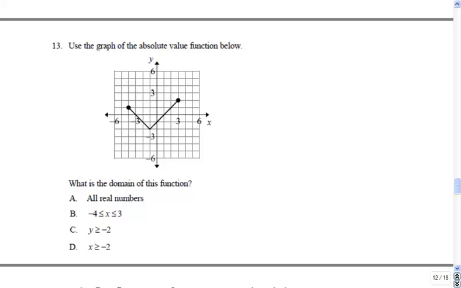The problem is asking you to use the graph of the absolute value function below. And looking at this graph, you have to determine what is the domain of this function. Okay? What is the domain? That's what we're looking for. And then you have the four options, A, B, C, and D.